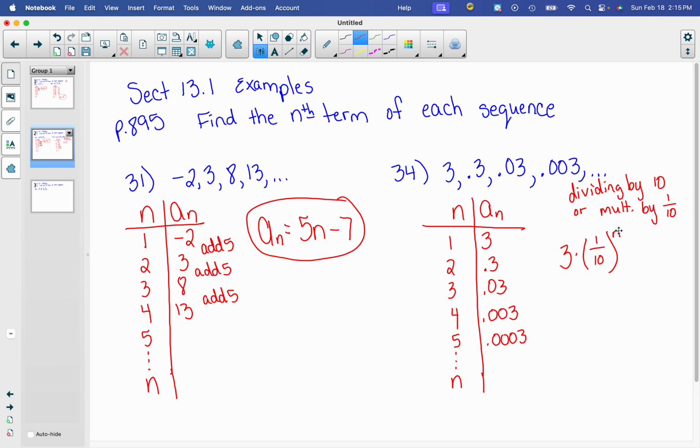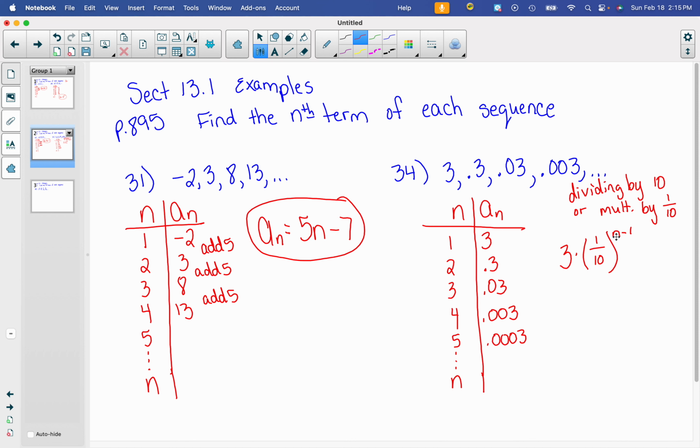Well, if I plug a 1 in for my n, 3 times a 10th is 0.3. Well, I want it to be 3. I don't want the 0.3 until I get here. So I need to adjust this. What I'm going to do is subtract 1 from it, and then try again. So if I plug in a 1, 1 minus 1 is 0, and anything to the 0 power is equal to 1, times 3 is 3, so the first one works.